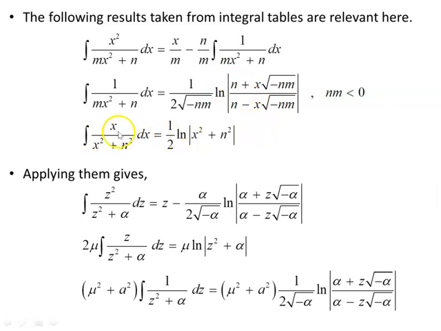Okay, and this familiar one here, which we know almost off by heart, x on x squared plus n squared, is going to be a half natural log of x squared plus n squared. Differentiate this, you have 2x on the original x squared plus n squared, then times a half, so the 2 goes, and we're left with x on x squared plus n squared. All right, now let's apply them. So the first one, z squared on z squared plus alpha, well, that's the first one here.